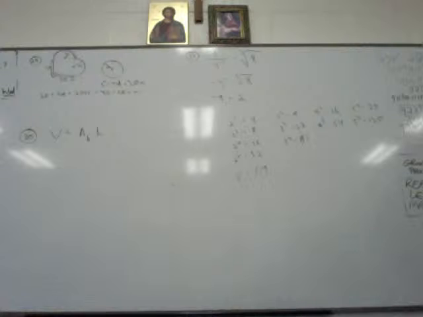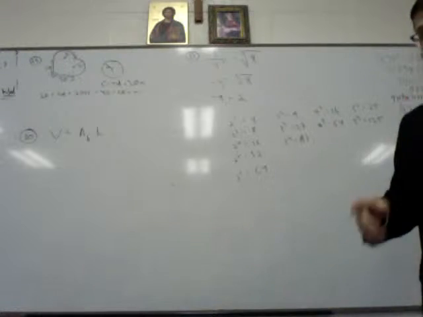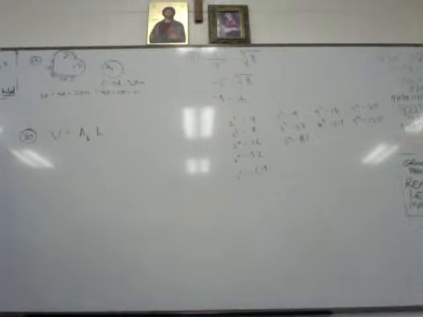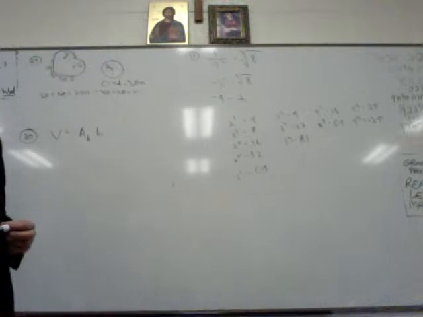So it's 100 pi times 20. Yes, cubic inches. Remember, since it's volume, you're always going to have cubic units. You got to know this formula. You got to know the surface area formula.